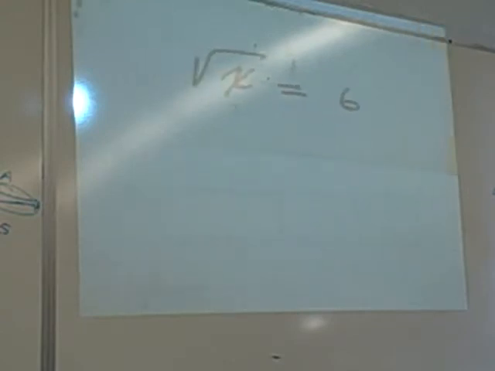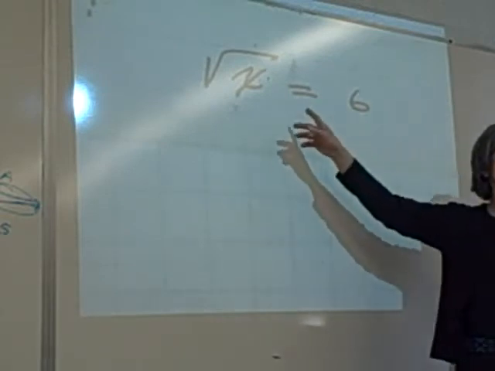Solve this, could you tell me what x is? 36. Does that make sense? How did you know that? Because to get rid of the radical you have to square it, so you also have to square the 6. Okay, so is everybody good with that?